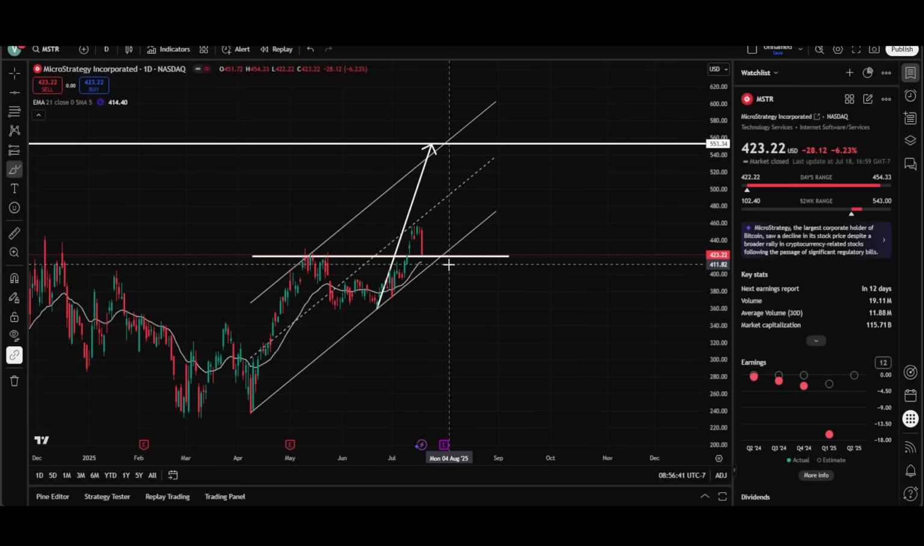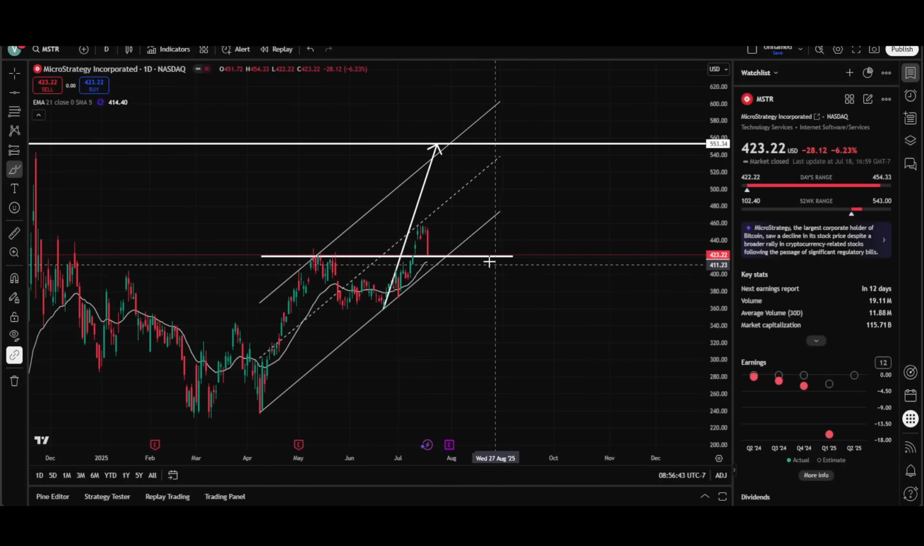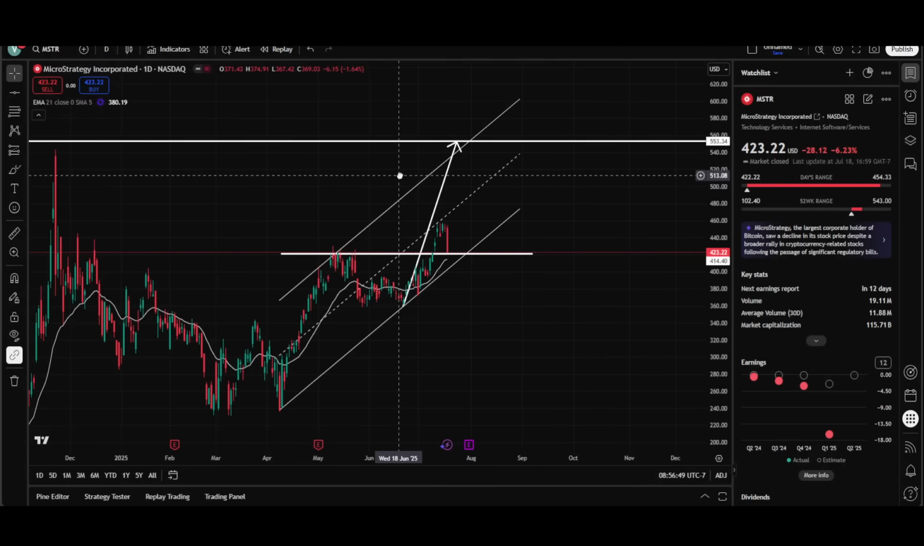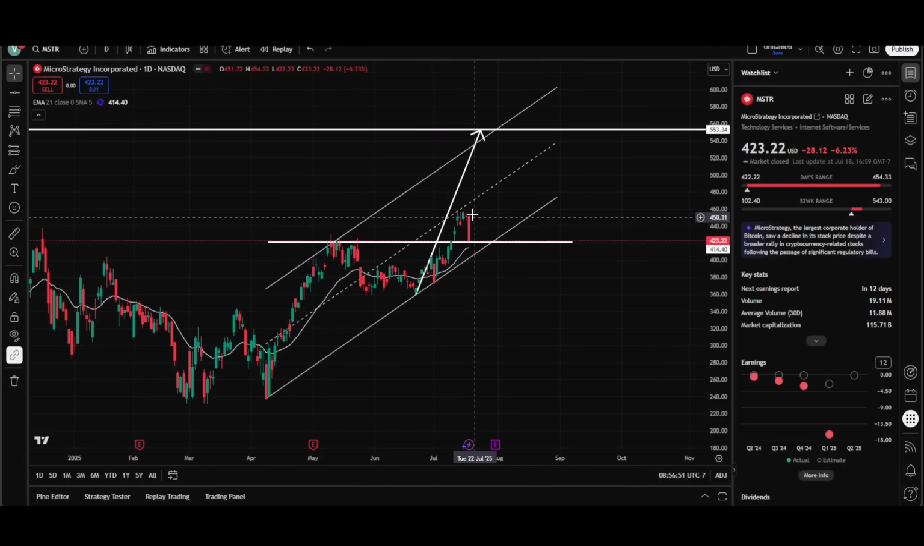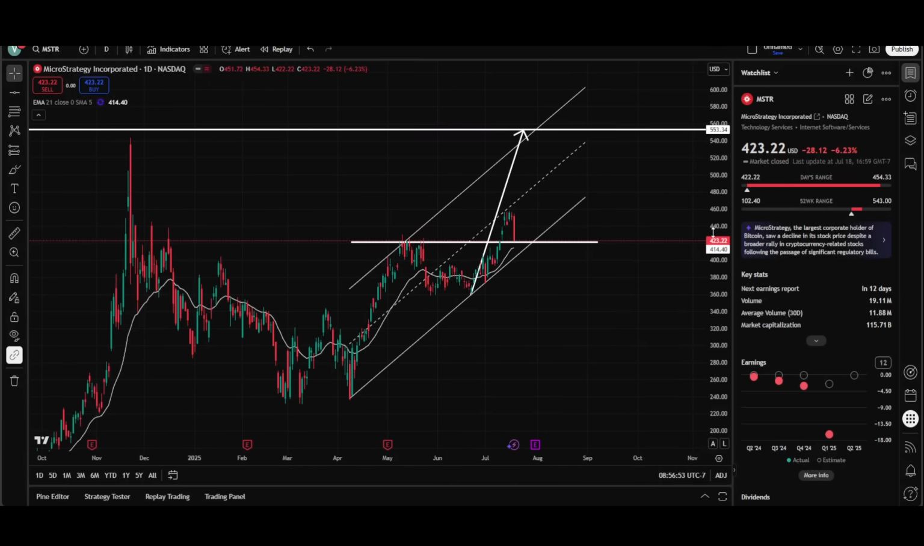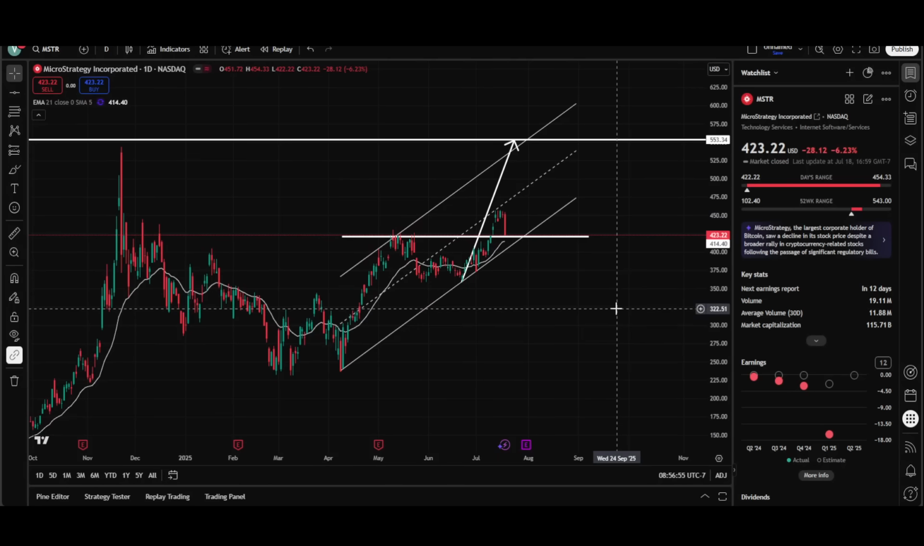Bitcoin's also in a correction. So I think these are obviously just technical moves. Nothing really fundamentally changed about the company. They're still operating as they were. And this is just a technical pattern playing out. So that's all I see on the daily chart. Not much else to say about that.